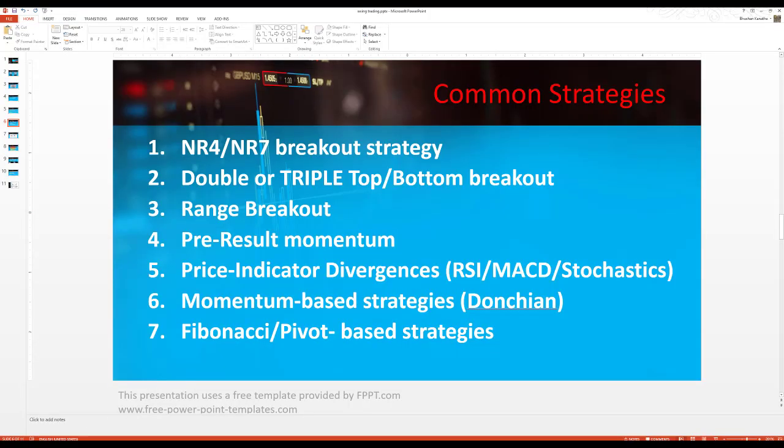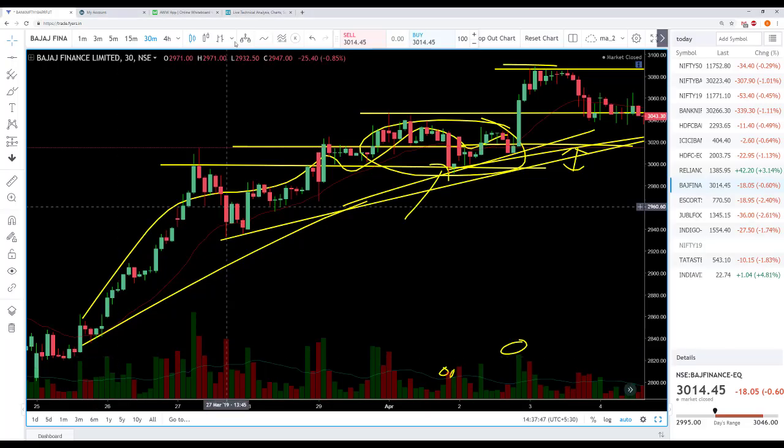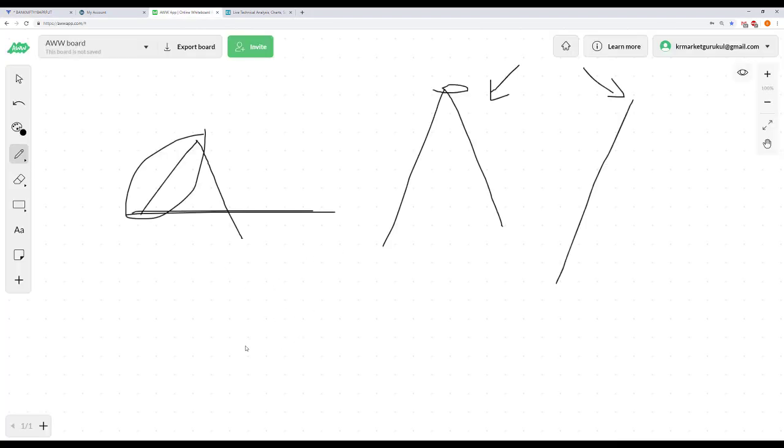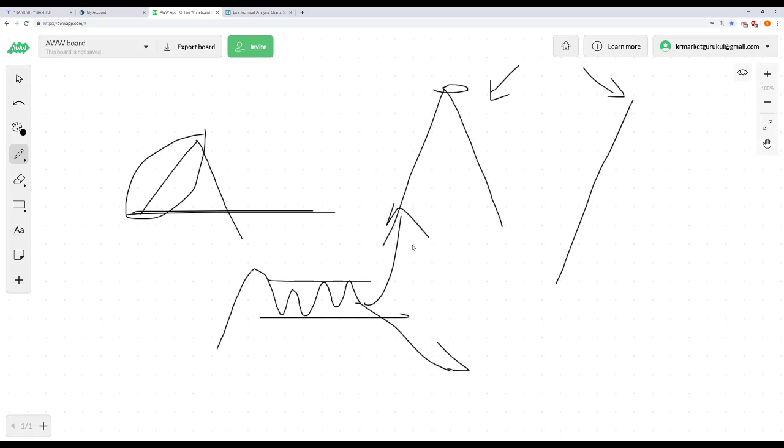And what happens in NR4, NR7, for those who are new, is that you can see the stock is rallying over here, and then the stock is just going sideways for a couple of 4 periods, 7 periods, and then it just breaks out one way or the other. Mostly the move is in the direction of the dominant trend, but over here you need to be cautious because it can be a fake breakdown. Most of the times it causes a fake breakdown, right?